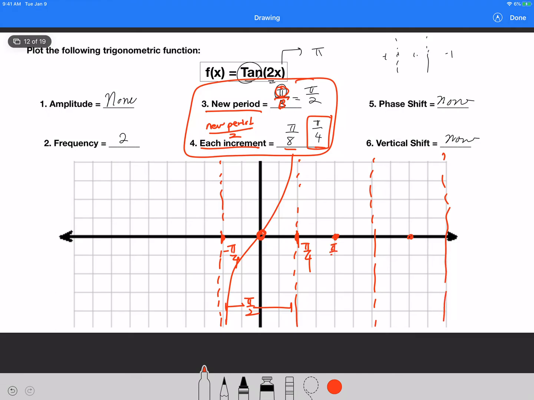Because the next one will be pi over 2, and the next one here would be 3 pi over 4. And the distance from here to here will also be 2 pi over 4, which is pi over 2. So you draw another wave, you draw another wave, and so forth and so forth. You get the idea. Okay.